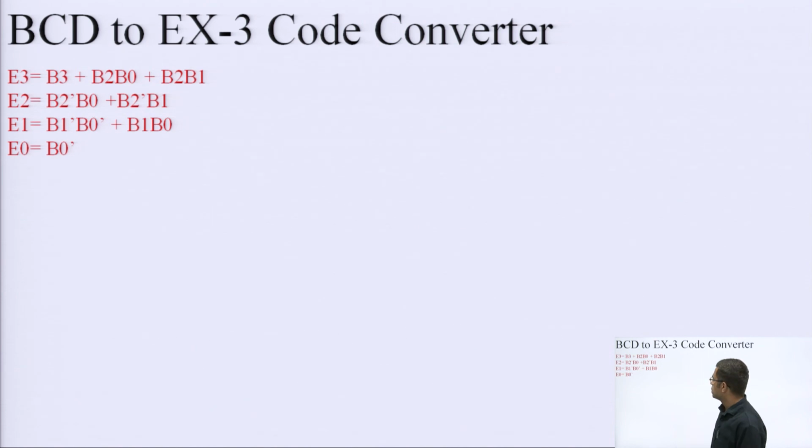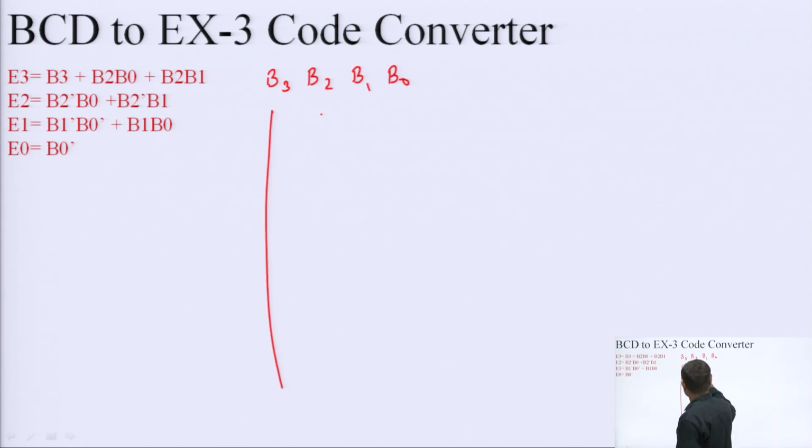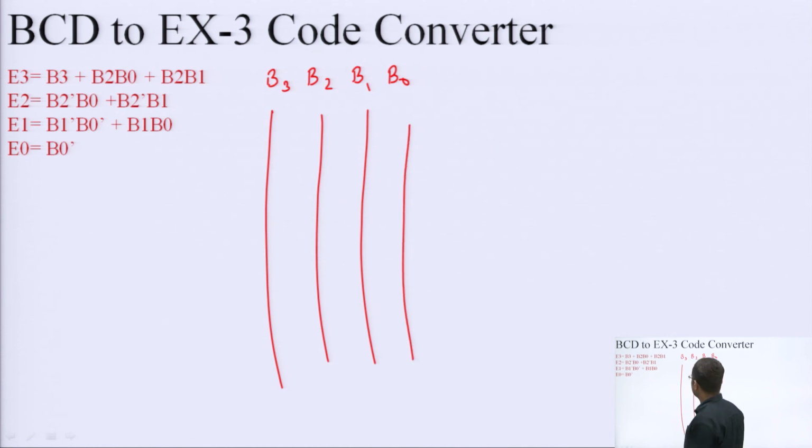These can be converted into a circuit. So, B3, B2, B1, B0: you can simply draw 4 wires, then you can check that B2 bar is required, B1 bar is required, B0 bar is required, and B3 bar is not required. So, you can use a NOT gate here.